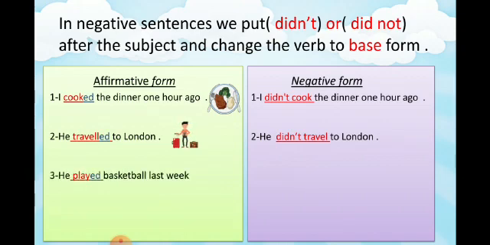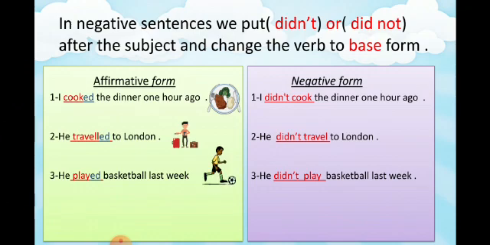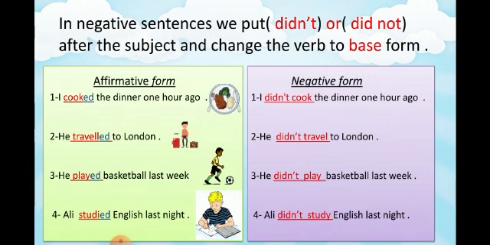Number 3, he played basketball last week. He didn't play basketball last week. The same two steps. تم وضع didn't وإرجاع الفعل إلى مجرد. Number 4, Ali studied English last night. Pay attention. Here we use a noun and not a subject pronoun. هنا استخدمنا اسم وليس ضمير فاعل. But the two steps are still the same. لكن الخطوتين بقت كما هما.